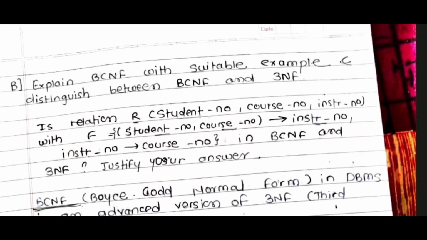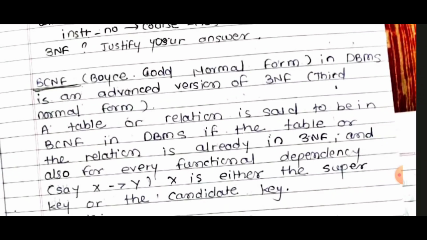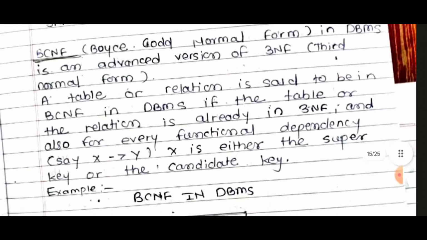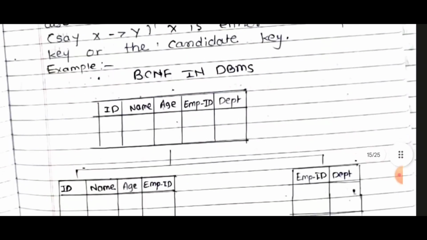Explain BCNF with a suitable example and distinguish between BCNF and 3NF. BCNF means Boyce-Codd normal form. In a database management system, it is an advanced version of 3NF. A table or relation is said to be in BCNF in DBMS if the table or the relation is already in 3NF, and also for every functional dependency X to Y, X is either a super key or a candidate key. This is the example given below.